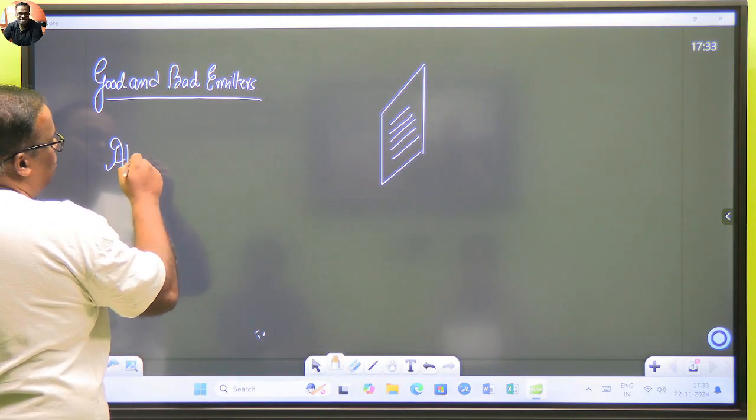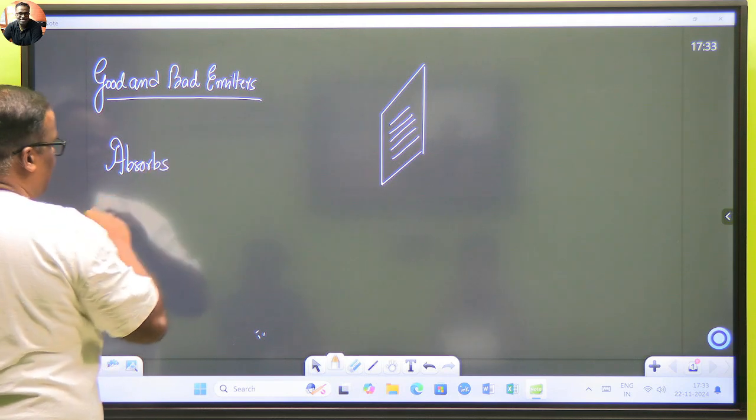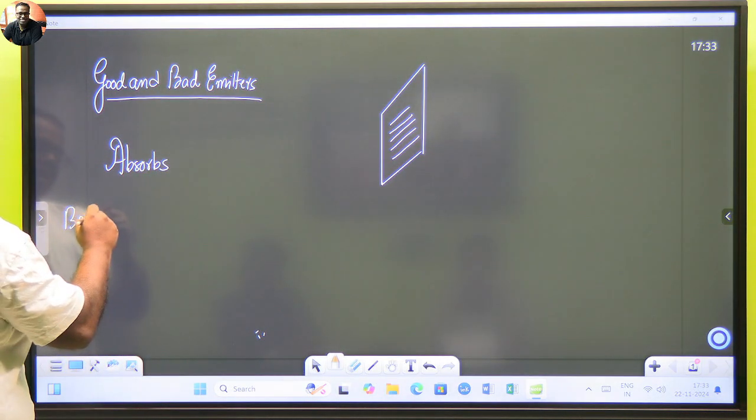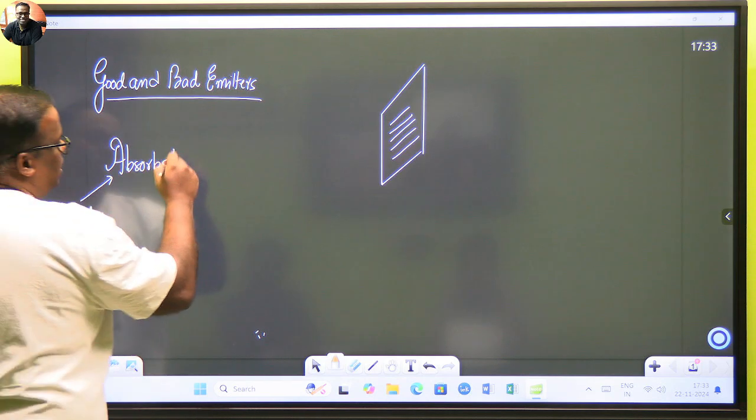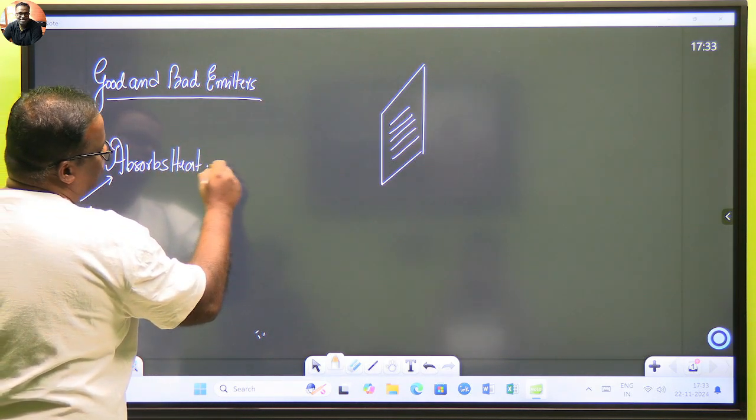anything which absorbs heat, okay, we have a body, and this body absorbs heat. So what do we call it? Good absorber.